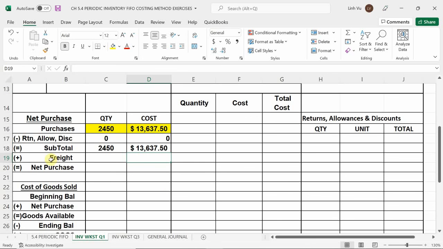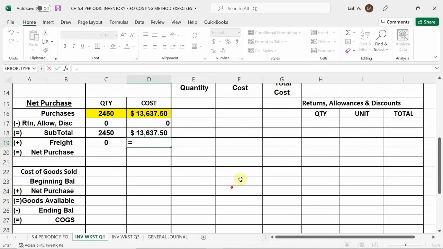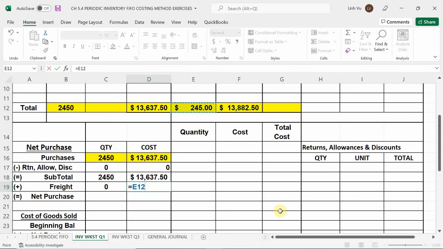My freight. Okay. In this case, I need to add my freight to get my total net purchases. In this case, freight adds 0 to quantity. However, it adds $245 to my total cost. So in this case, this is also yellow, because it came from the information from above here.